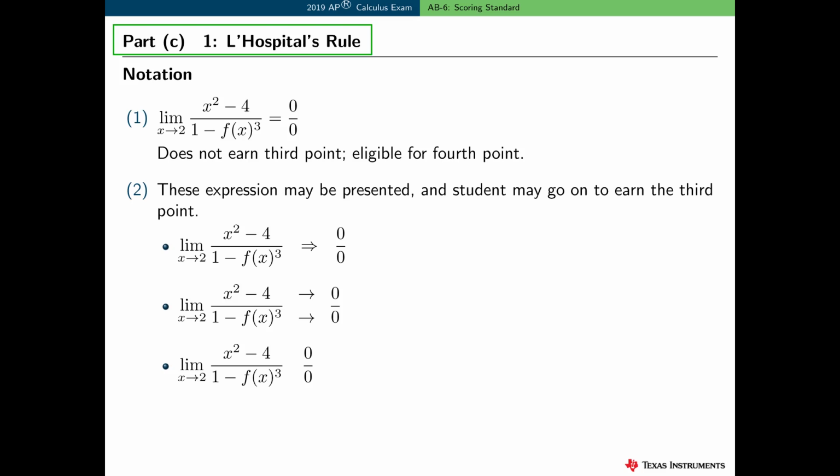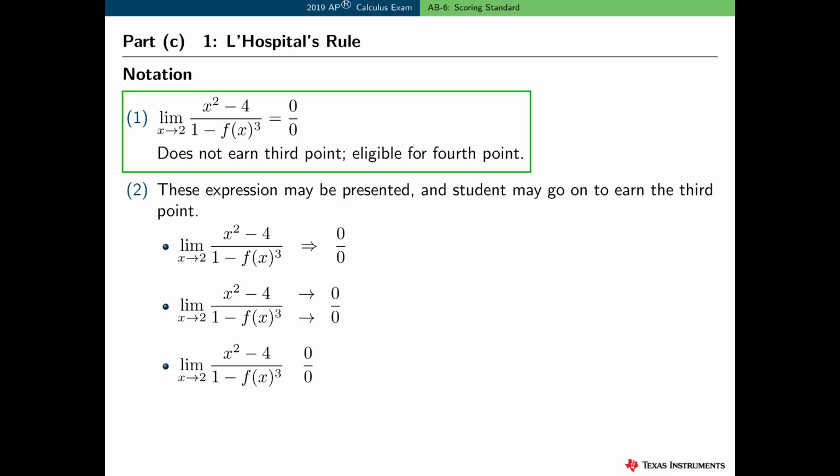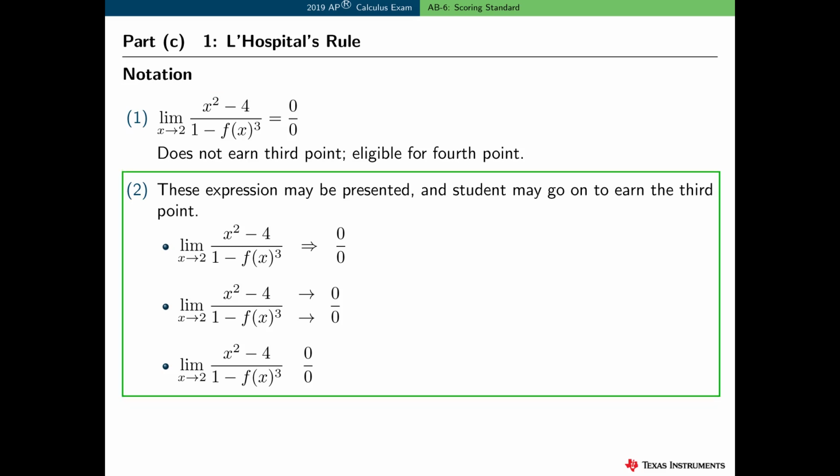The third point in part C was for sufficiently demonstrating the use of L'Hopital's rule. And just a little bit about notation here. If a student writes this limit is equal to 0 over 0, then they do not earn the third point, regardless of what follows. However, these expressions, with arrows or no symbol, are okay. So, for now, students cannot write that a limit is equal to 0 over 0 on the AP Calculus exam.